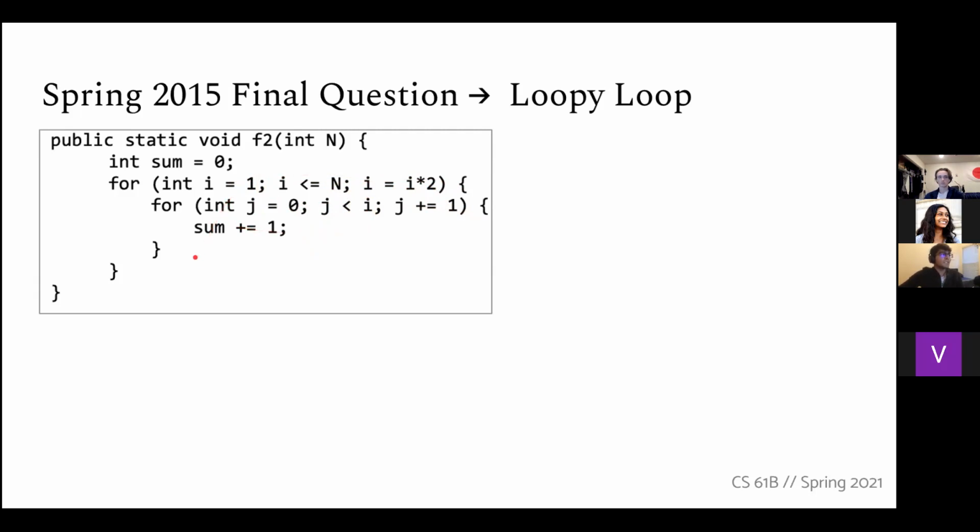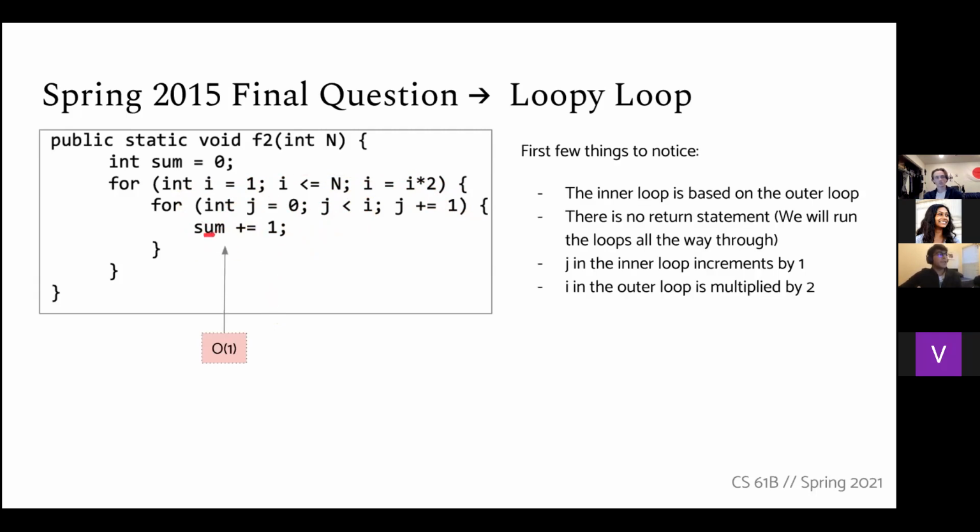So the first time it's going to take a different amount of time than the second time when i equals 2 instead. But yeah, so again, we assume that something like a sum plus equals 1 is O of 1 or theta of 1, however the question decides to give it. There is no return statement. So again, that's just something to keep in mind. We are going to always run through this whole thing, right? So we're not going to just stop halfway. And yeah, j in the inner for loop increments by 1. i in the outer for loop is multiplied by 2.